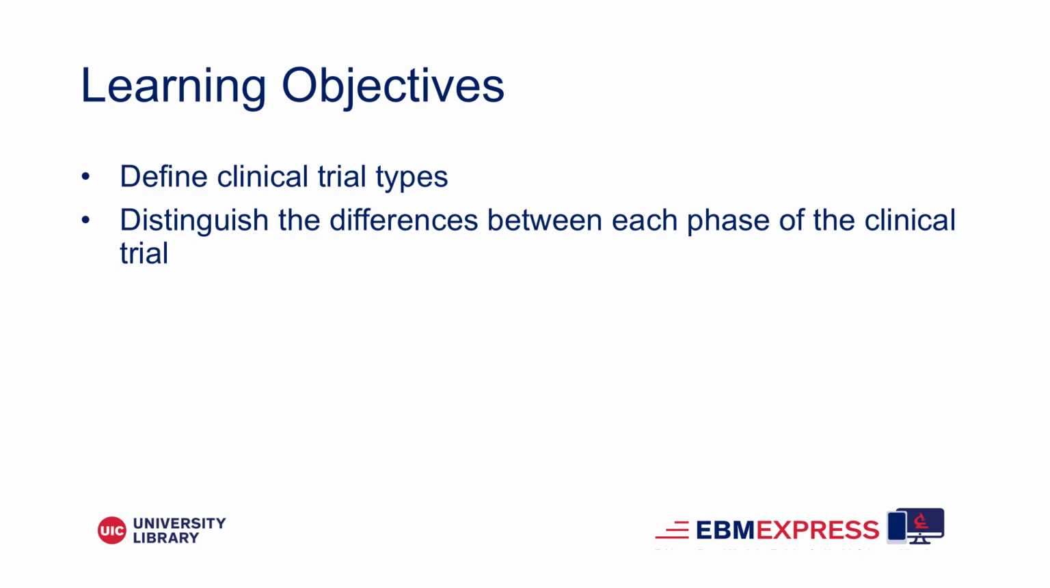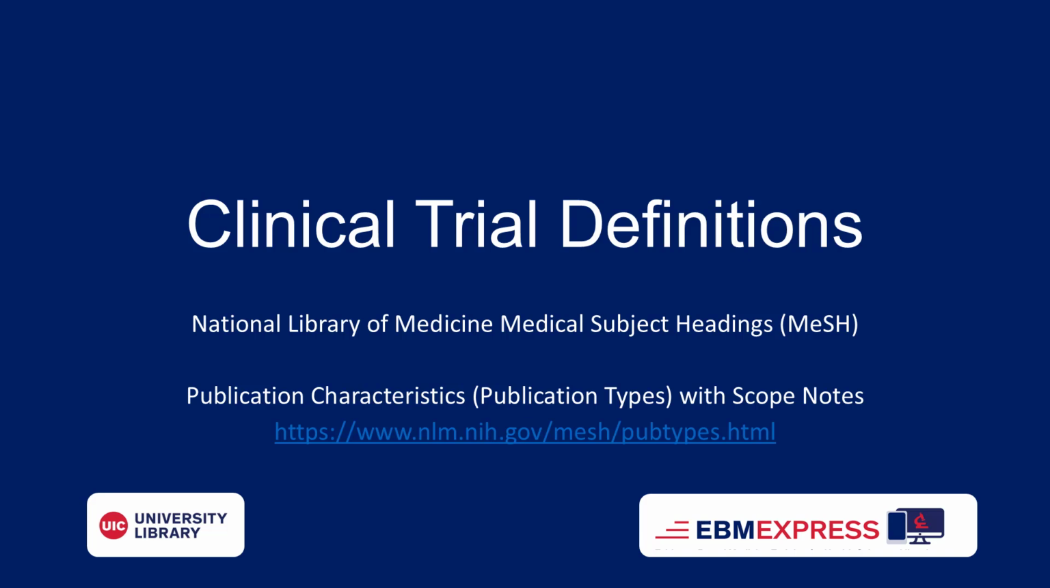In this section, we'll be looking more closely at clinical trials, defining the types of clinical trials, and talking about clinical trial phases. Throughout, we'll be using the definitions that are used by the National Library of Medicine, specifically as they define publication characteristics within the Medical Subject Headings, or MeSH. Let's start by reviewing the three primary types of clinical trials that were discussed previously in EBM Express.